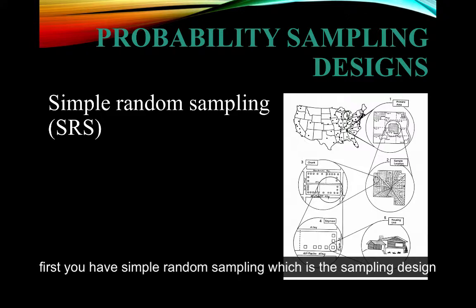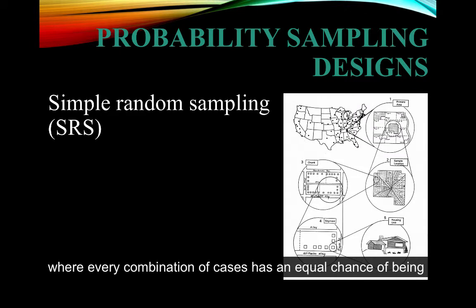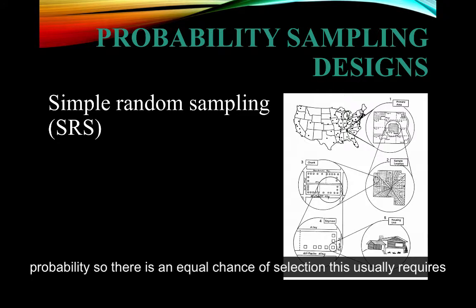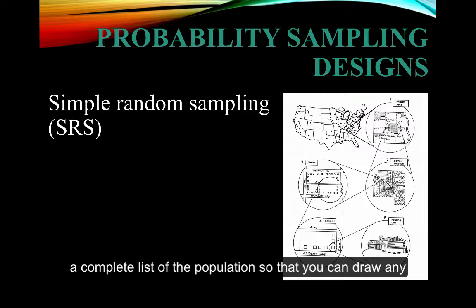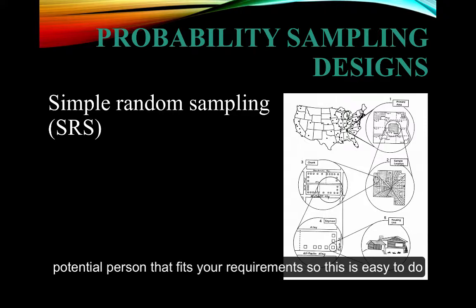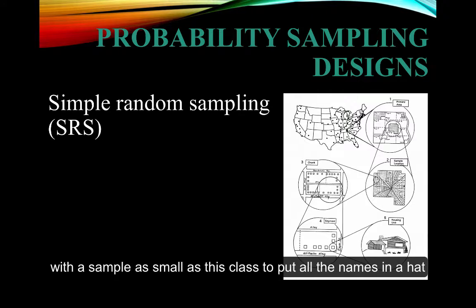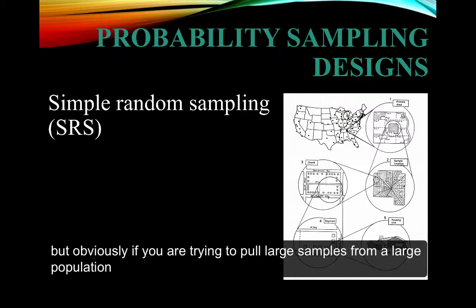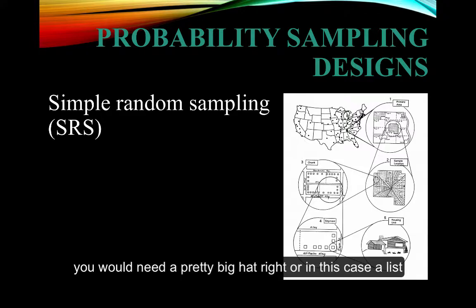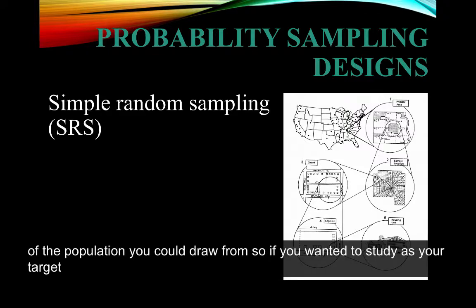First, you have simple random sampling, which is the sampling design where every combination of cases has an equal chance of being selected. So this is, again, that simple put-everyone's-name-in-a-hat probability, so there's an equal chance of selection. This usually requires a complete list of the population so that you can draw any potential person that fits your requirements. So this is easy to do with a sample as small as this class, right, to put all the names in a hat. But obviously, if you're trying to pull large samples from a large target population, you'd need a pretty big hat, right? Or in this case, a list of the population that you could draw from.